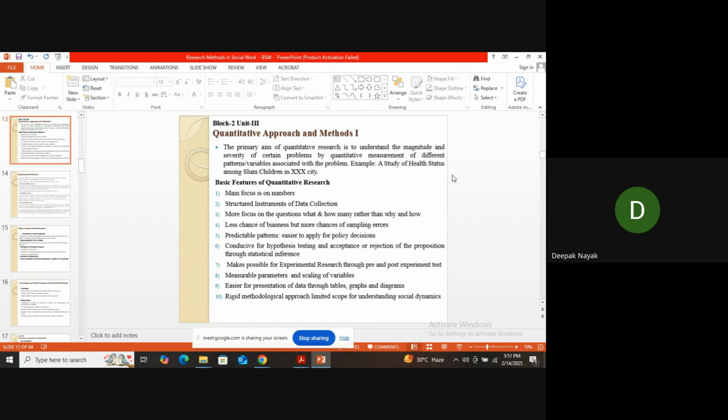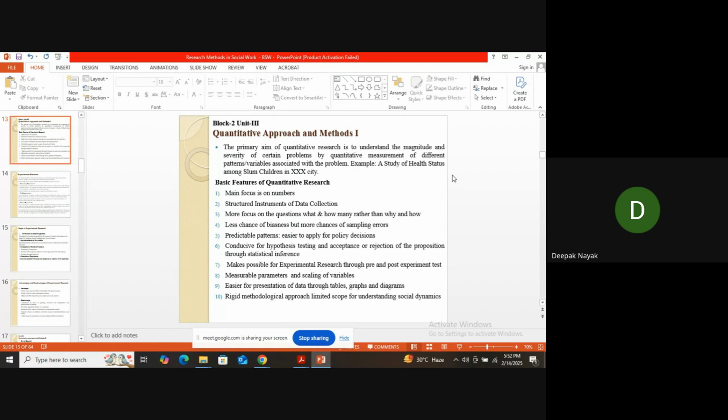So these are more structured than your qualitative research, where the question is always open. You have to ask the question according to the response of the respondent, and sometimes looking at the situation. But here in quantitative research, you have to have a structured set of instruments to collect data.